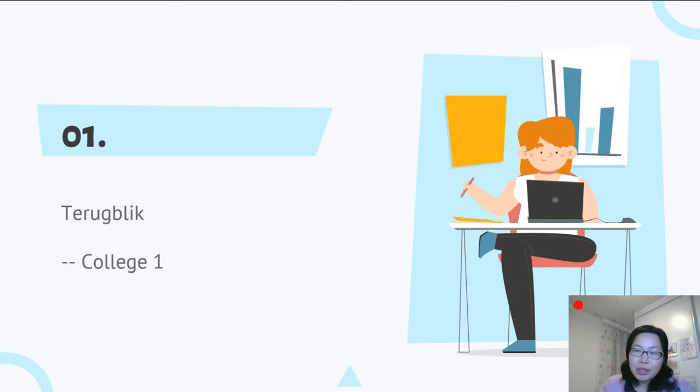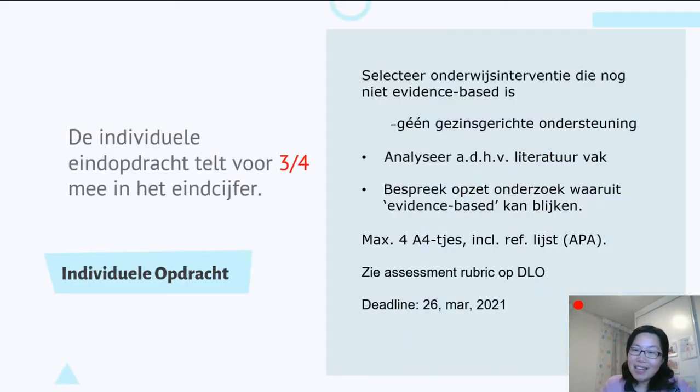So let's first talk about the individual essay, because some students are a bit worried about that. The individual essay accounts for 3/4 of the final grade. And according to the requirements, you need to select an on-device intervention, so a kind of education intervention which hasn't been empirically tested. So at this moment, there is still no evidence to support this intervention. So no one knows whether this intervention is effective or not.